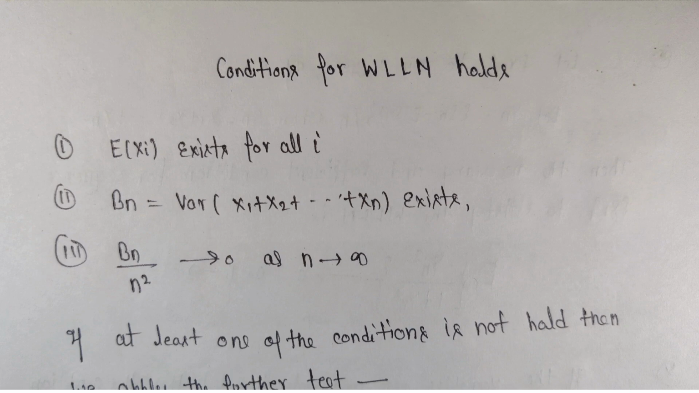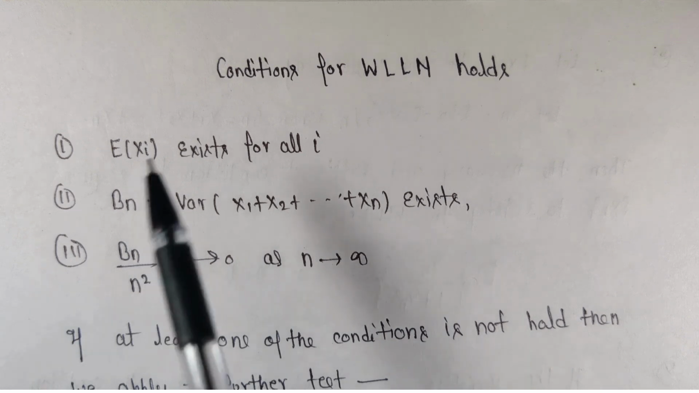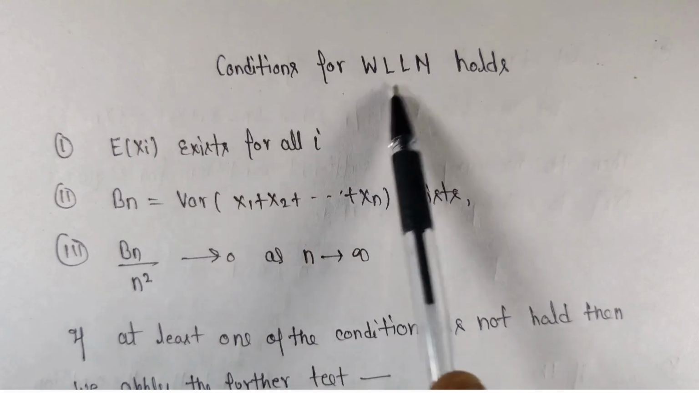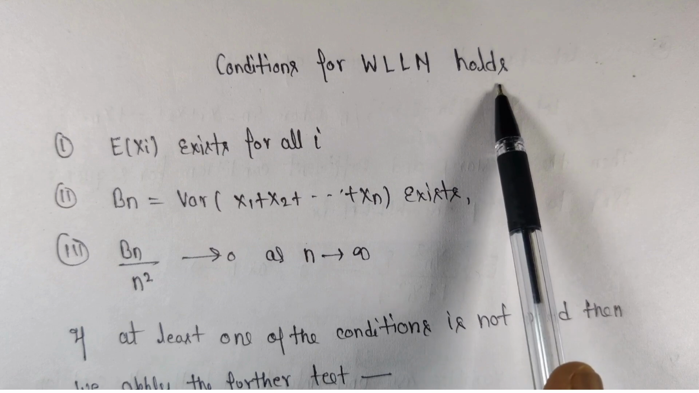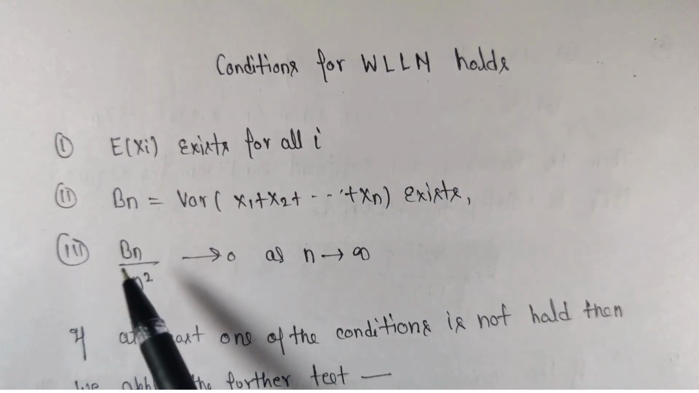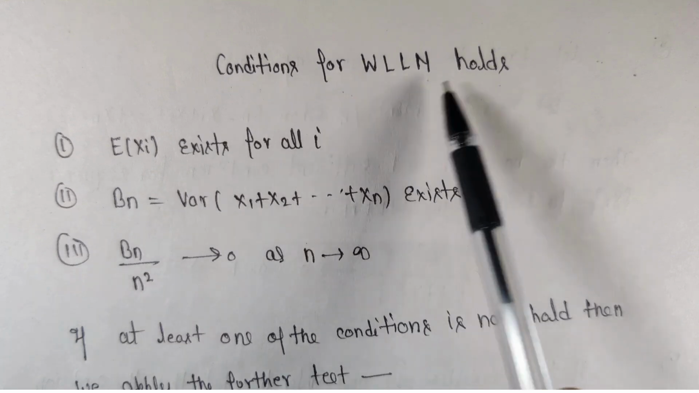As in my previous lecture, I have mentioned the weak law of large numbers and I have already mentioned its proof. Okay, so now you can see here the conditions for the weak law of large numbers to hold. As I mentioned in the last lecture, we have three conditions for the weak law of large numbers to hold.